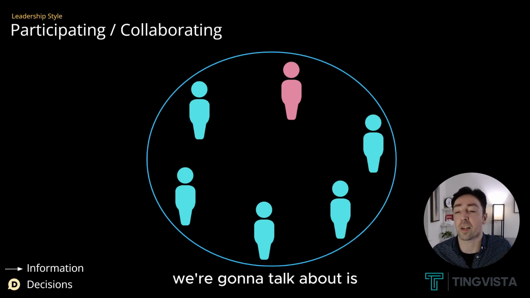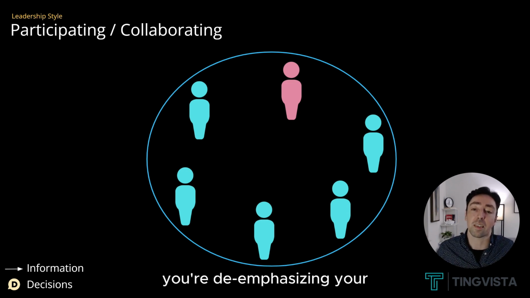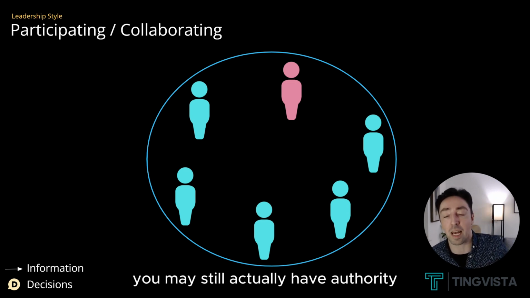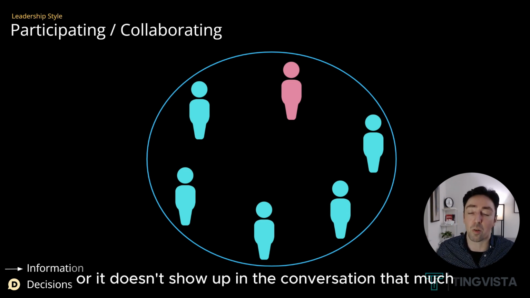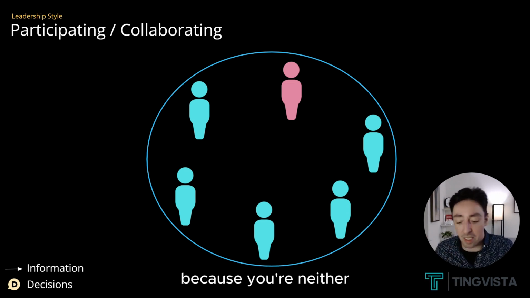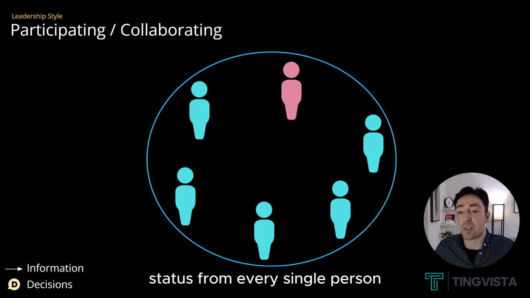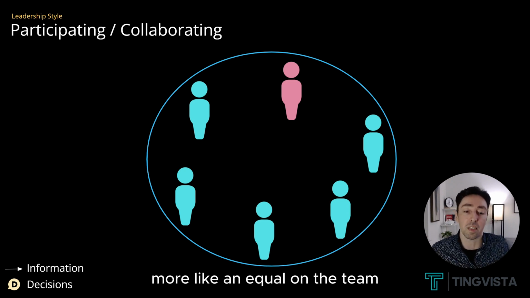The third style we're going to talk about we're going to call participating/collaborating. And in this style, you're de-emphasizing the importance of your authority. Now, you may still actually have authority, but you are not bringing it up all the time, or it doesn't show up in the conversation that much, because you're neither making the decisions, nor getting status from every single person. You're participating more like an equal on the team.